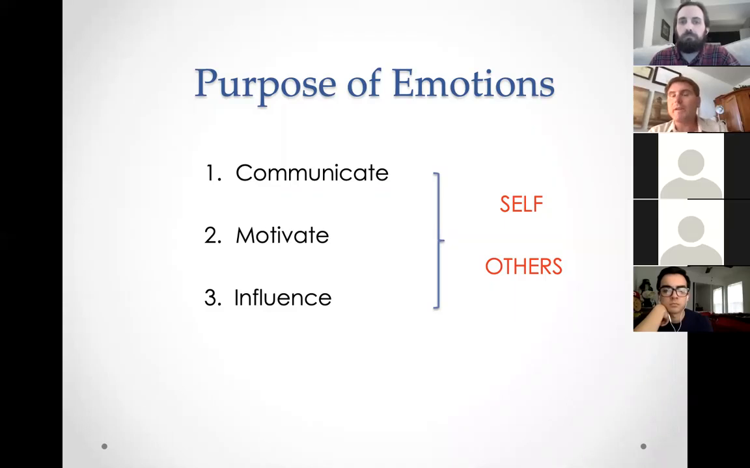So remember, we have the thinking part of our brain that communicates, motivates, and influences with words. But we also have the feeling part of our brain that does the same thing without words. If you think about it, this is exactly what our emotions do for us, right? They communicate, they motivate, and influence not only ourselves, but other people. And they do it without words. That's an amazing thing, right?